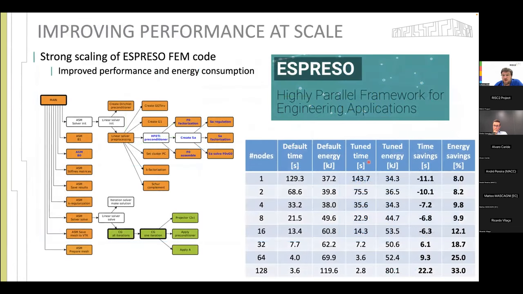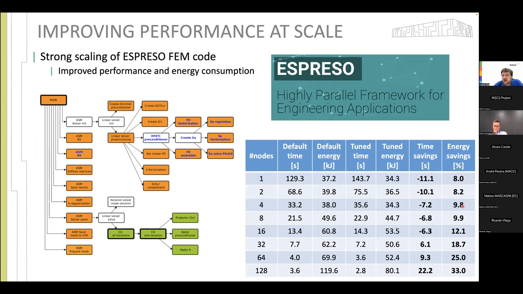So we also did some scalability experiments on one of the codes, on Espresso, which is a finite element tool. You see that this is not a toy application. It really has a large number of regions, and we need to find the optimal configuration for each region. And then we did the scaling of the application. At the beginning, for a small number of nodes, we were seeing some energy savings, but we paid extra runtime.